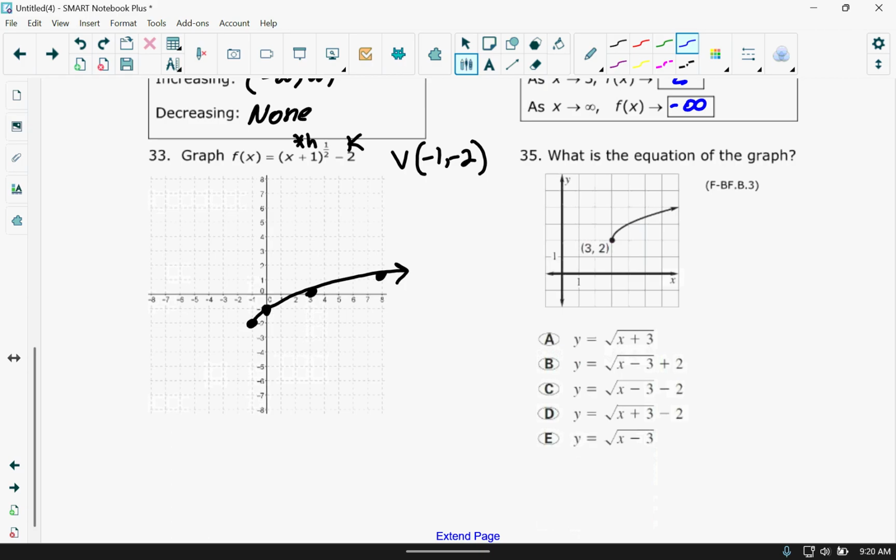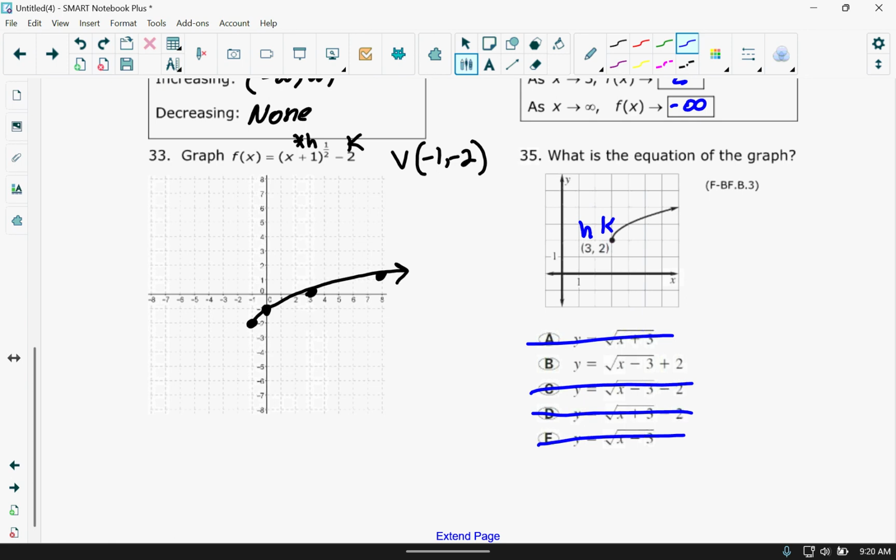Now, this graph right here, this is the h and this is the k. And pretty much from that, we should be able to determine which one is the correct one. So if it has a k of 2, that means that it needs a +2 at the end. And just by process of elimination, you can get rid of choice A, C, D, and E.